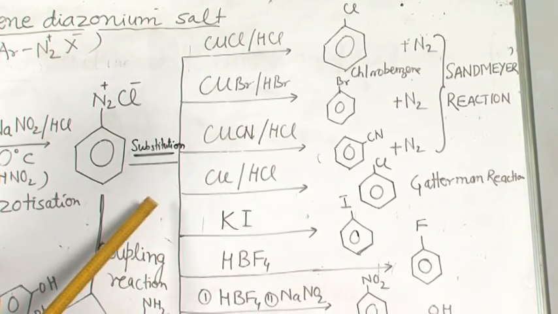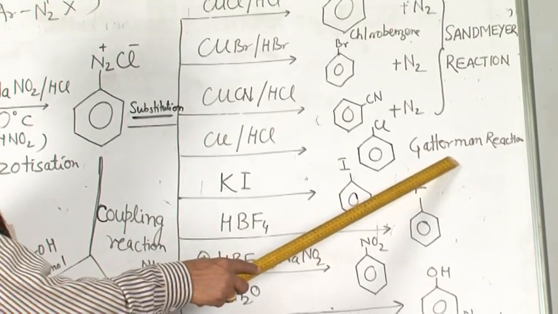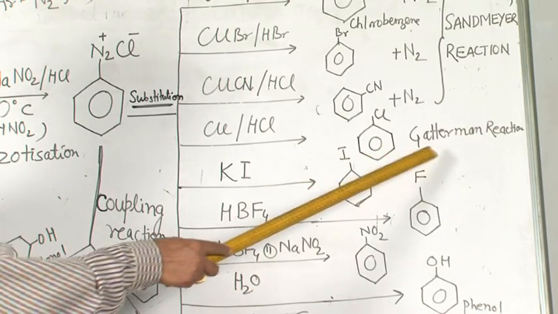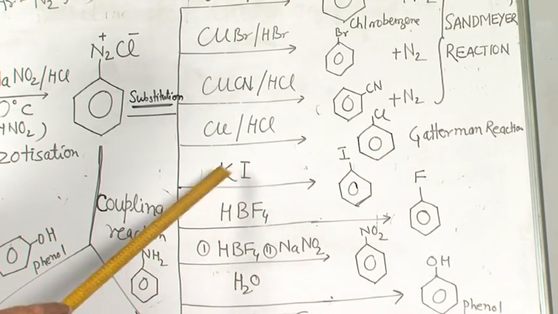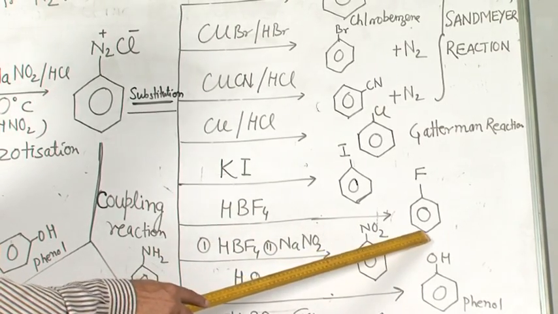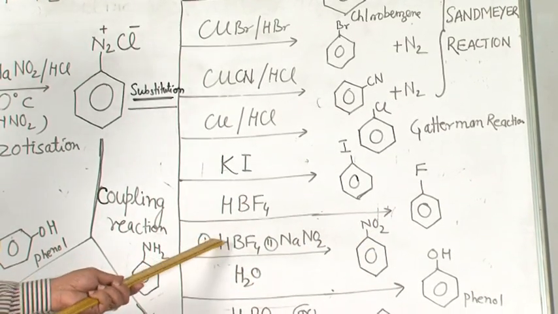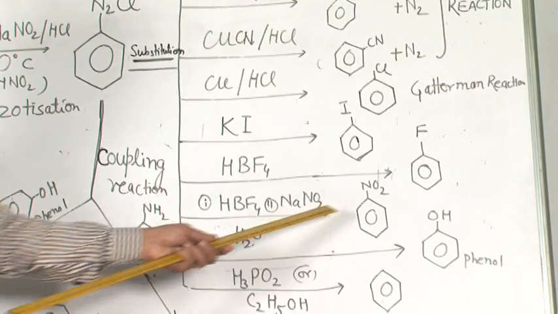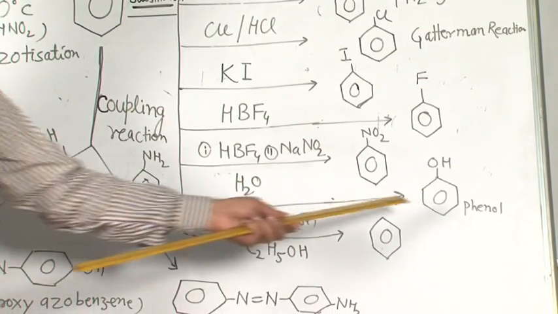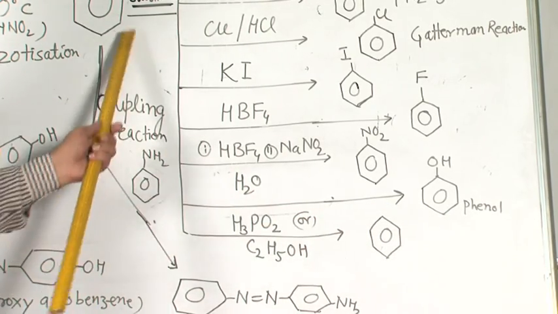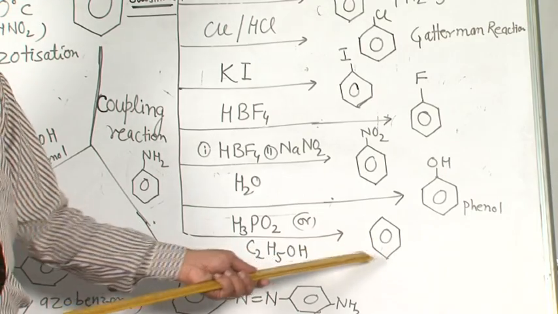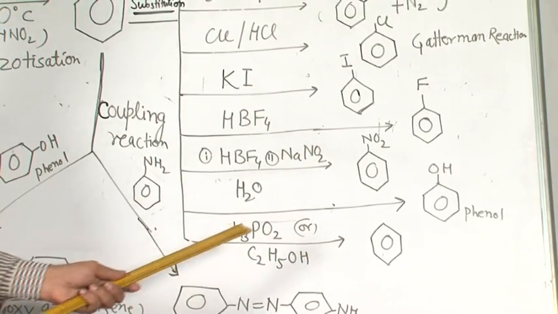The another reaction is again a name reaction, the Gattermann reaction. When it is treated with copper and HCl, it forms chlorobenzene. That is the Gattermann reaction. With KI, it forms iodobenzene. With HBF4, fluorobenzene is formed. When it is treated with HBF4 followed by NaNO2, we get nitrobenzene. When it is heated with water, we get phenol. When it is treated with H3PO2 or ethanol, we get benzene. These all are substitution reactions.